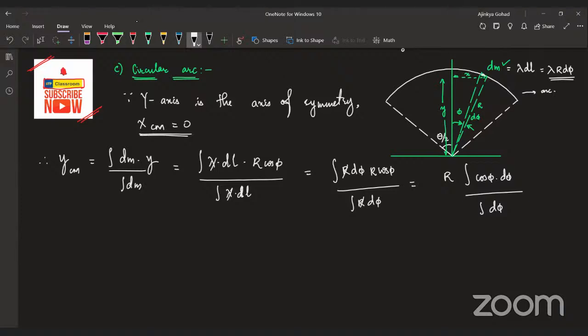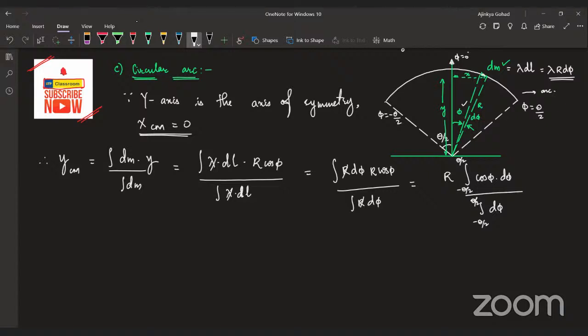As you can see, this is the angle phi, which it is making with the y-axis, right? So if it starts from 0, this is where it starts from, and it goes till theta by 2 on one side, plus theta by 2. So this point is phi equal to minus theta by 2. So phi goes from minus theta by 2 to plus theta by 2.